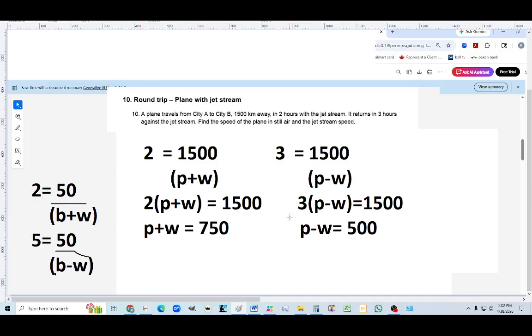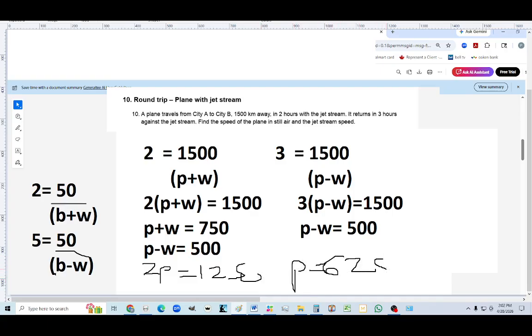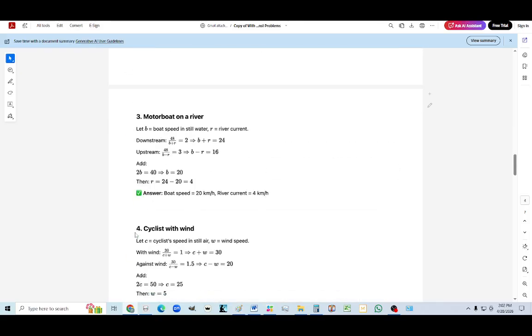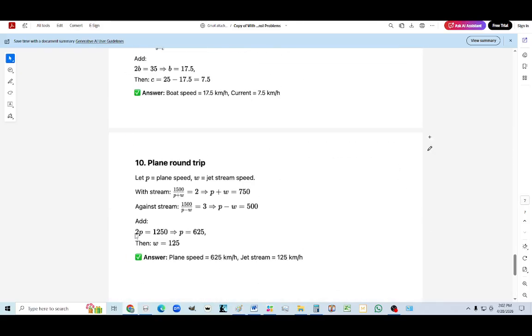You can either substitute, and actually that is easier. You can actually substitute or add. So when we add, we get 2p is equal to 1250, or the plane speed is equal to 625. And we go back up to this one, and so we discover that the wind is 125 kilometers an hour. I think that's it. Let's see if that was it. Yeah. And remember, kilometers per hour, kilometers per hour. That's all of them.